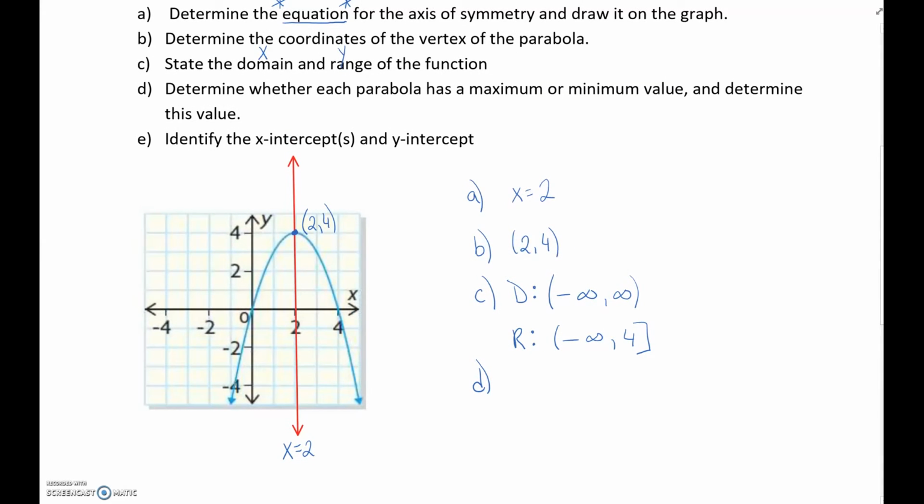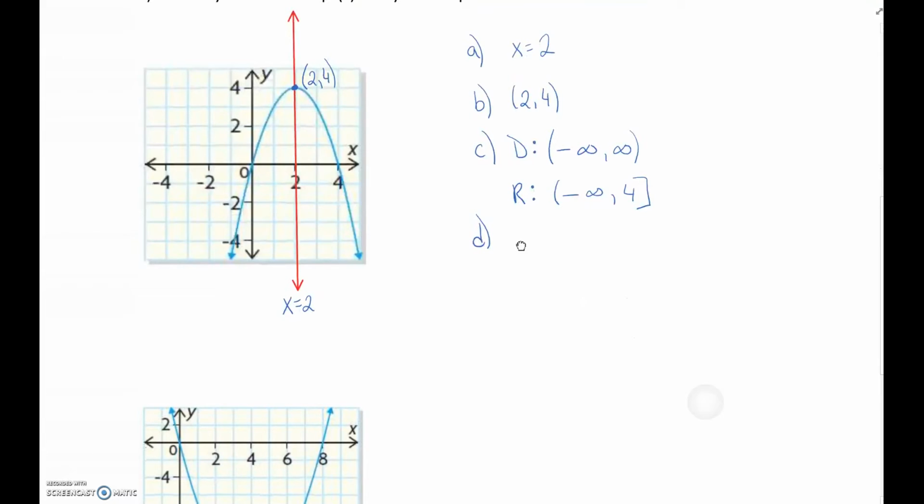Determine whether each parabola has a maximum or minimum value and determine this value. Well, we've sort of talked about that with our range, and we're talking about maximum and or minimum value. Remember, we're referring to the y value. We're talking about y values here. So if we look here, minimum, well, it goes on forever and ever in the negative, going down forever. But the maximum, the highest possible value is 4. So we would write maximum at 4.